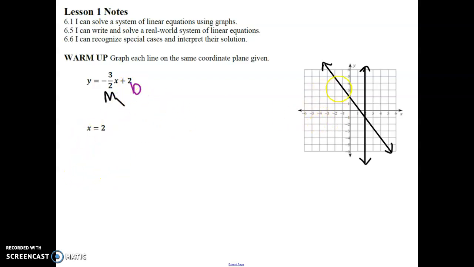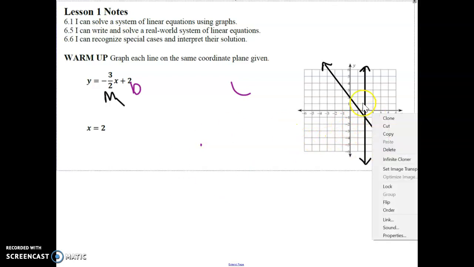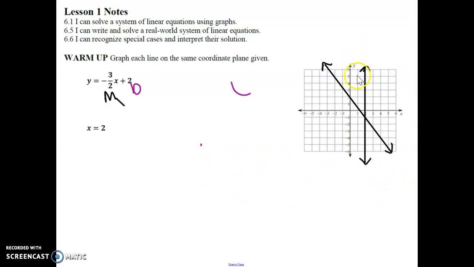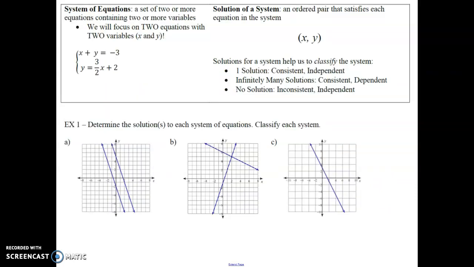So we started at 2, and then we went down 3 over 2 to graph that line there. Lost my cursor here. And for the second line, you have a vertical line. So we are going to go over to where x is equal to 2 and draw a vertical line straight up and down. So that leads us into what we're going to talk about in Unit 6.